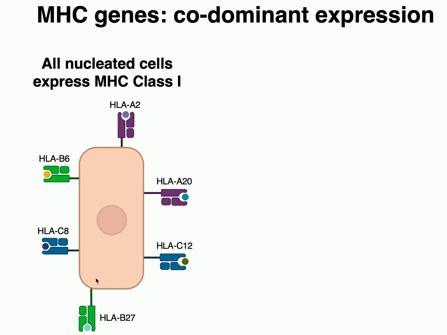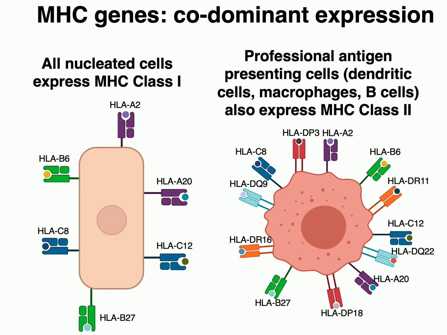So here, for example, I've shown, let's call this an epithelial cell, and it has 2 copies or 2 alleles of MHC HLA-A, 2 alleles of HLA-B, and 2 alleles of HLA-C. The polymorphism of each of these alleles is designated with a number. And so here we see HLA-A2 or HLA-A20 as a designation for the particular allele that is being expressed by this cell. Antigen-presenting cells additionally present MHC class II molecules. And so they have up to 12 different MHC molecules presented on their surface.